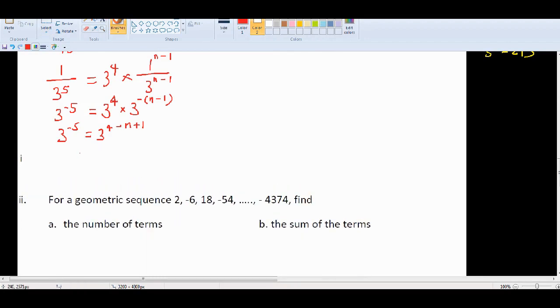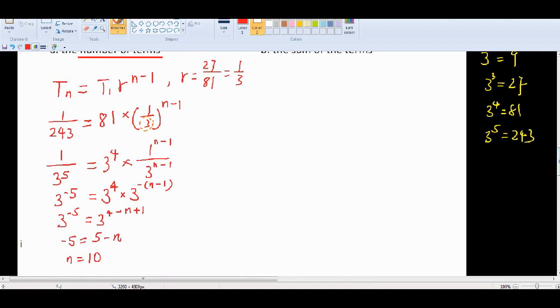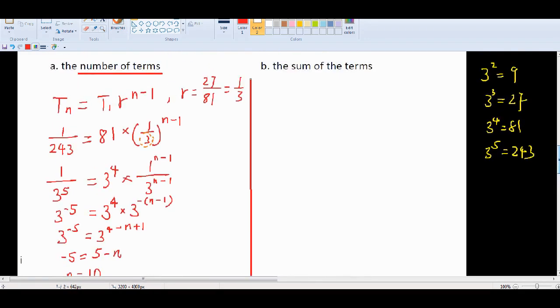More room. Okay, since both have a base 3, you will have minus 5 equals, right hand side becomes 5 minus n. Okay, so for this one, n will become 10. So that means the number of terms, there are 10 terms. Right, so here's a bit of exercise on index law.